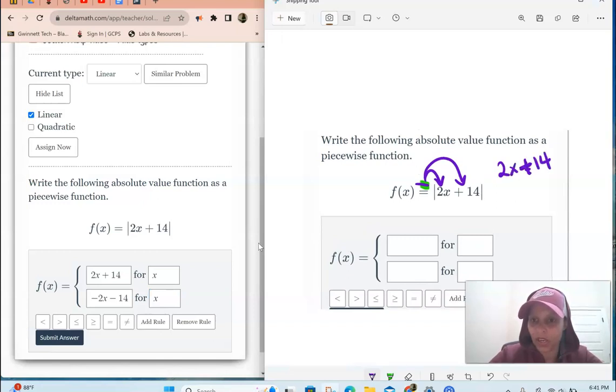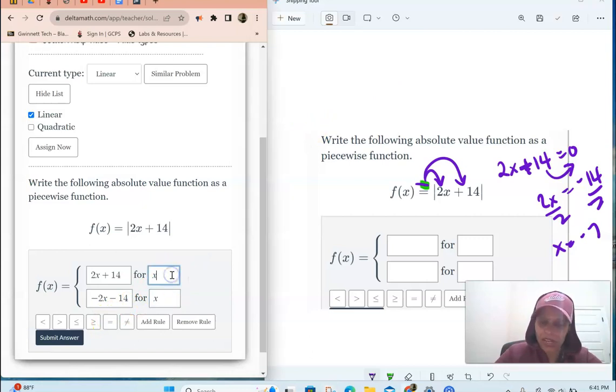2x plus 14 equals 0. So go ahead and subtract 14 from both sides. So you're going to get 2x is equal to negative 14. Divide both sides by 2. You're going to get x is equal to negative 7. So it happens at negative 7. And this is the only hard part, is figuring out which part is which.